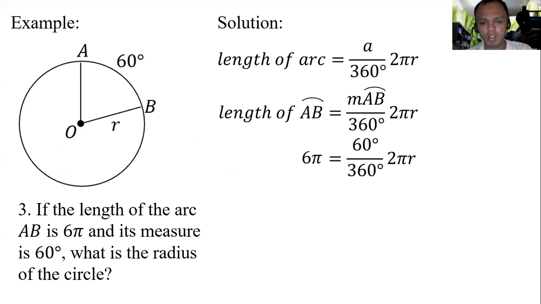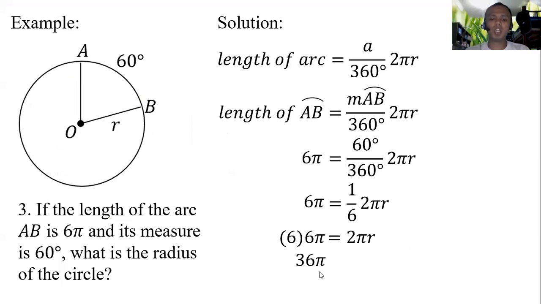Tayo. Okay? 6 times 6 pi is 36 pi, no? Then divide both sides by 2 pi. Cancel this out, cancel this out then, no? 36 divided by 2 is 18. Then cancel this out. We have your r here is 18. Okay?